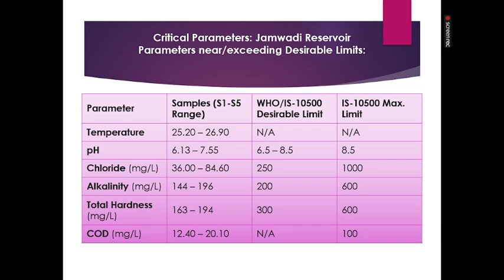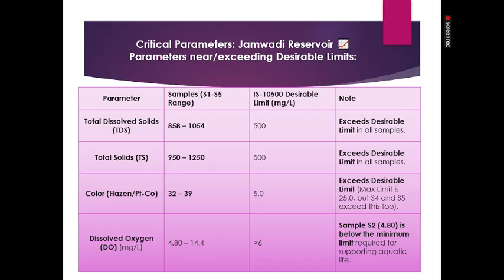Chloride was present at 36 to 84, within the range. Desirable limit is 250 and maximum limit up to 1000. Alkalinity 144 to 196, desirable limit 200 and maximum limit 600. The total hardness was found to be 163 to 194, desirable limit 300 and maximum limit 600. The COD 12.40 to 20.10, desirable limit not applicable and maximum limit up to 100.